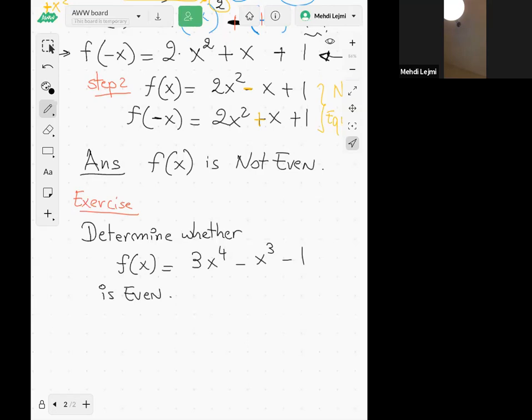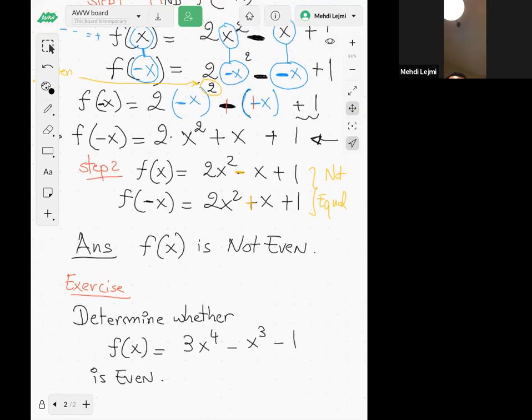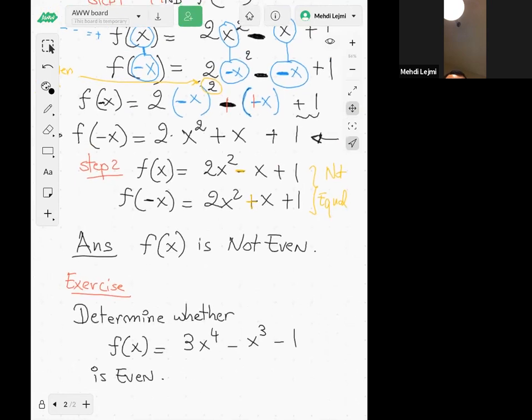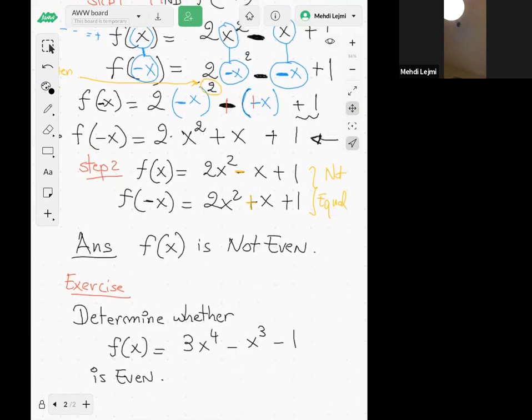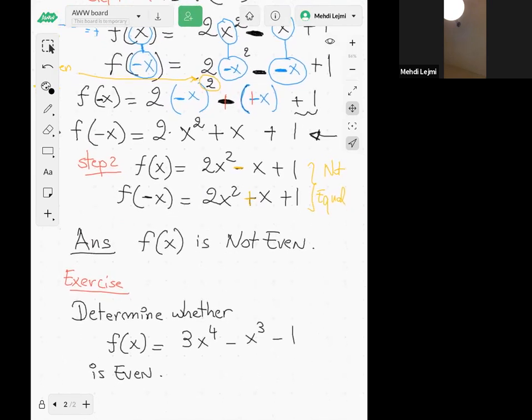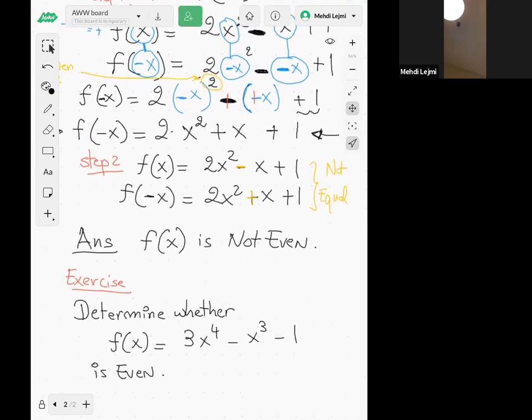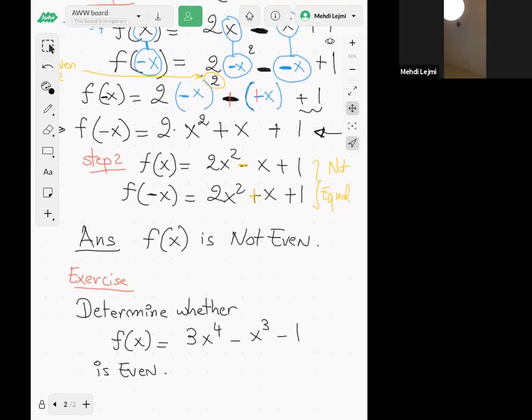All right, guys, you have, let's say, 5 minutes to think about the exercise. Please try to follow the same steps as I did in the previous example. First, step 1, find f of minus x, and second, step 2, compare it to f of x. If they are the same, then the function is even.